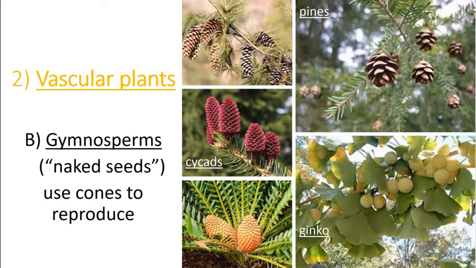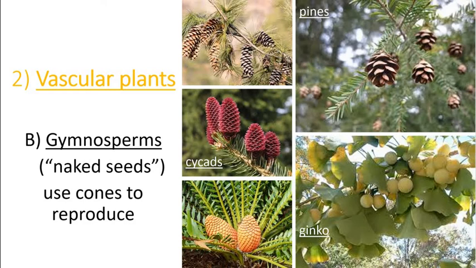The way you can tell a ginkgo is especially by its leaves. They have those distinctive fan-shaped leaves. And they're also unique in that they're separate male and female plants. So one tree will be female, and that's what you see pictured here because it has the fruit, and another plant will be male.